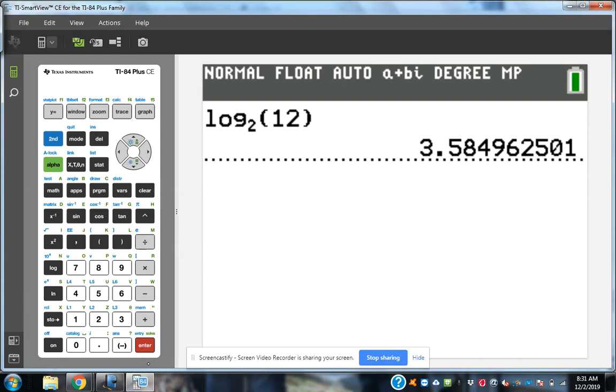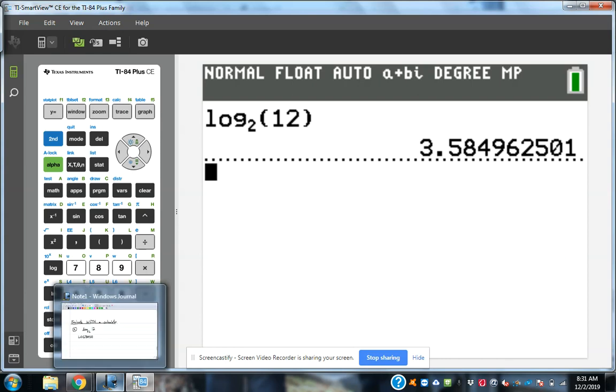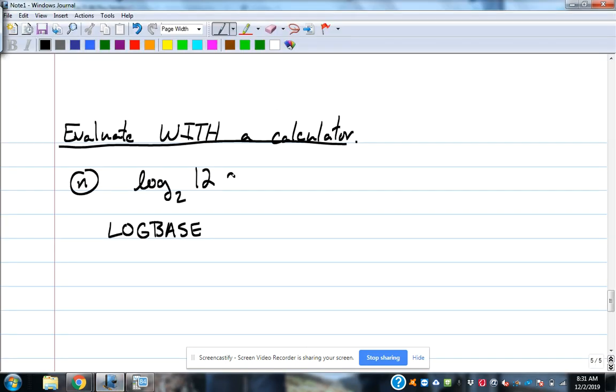And let's go 3 decimal places with that. So 3.585. So approximately 3.585. So log base lets you type it in exactly like it's written there.